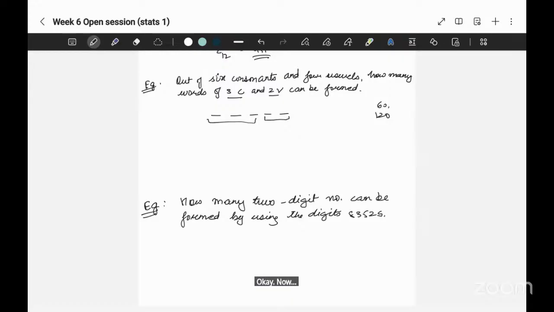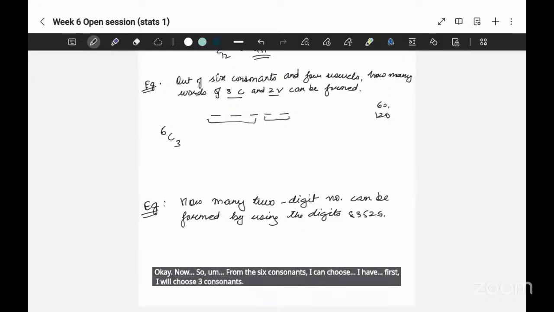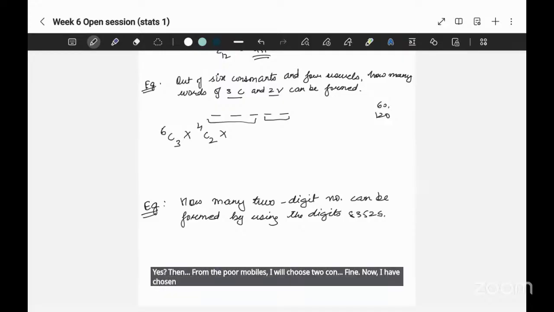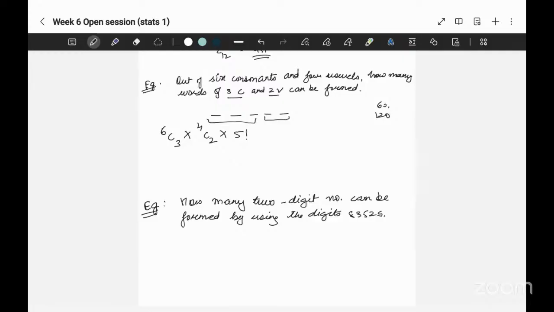Now, from the 6 consonants, I will choose 3 consonants. Then from the 4 vowels, I will choose 2 vowels. Now I have chosen the letters. I have selected the letters. Now I will arrange them in 5 factorial ways. So this will be what? 14,400.